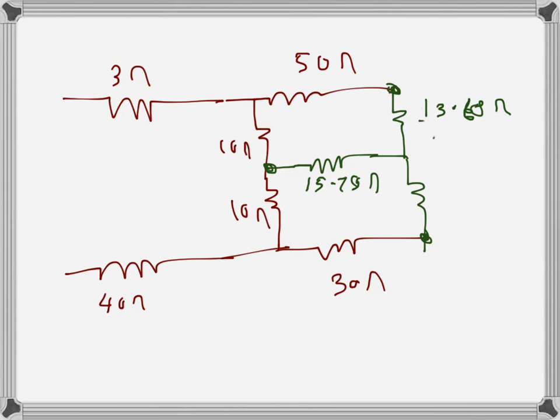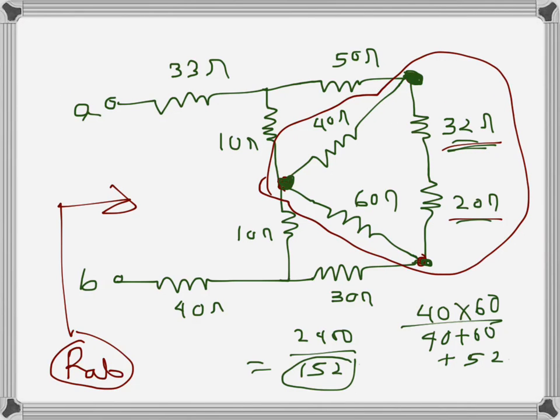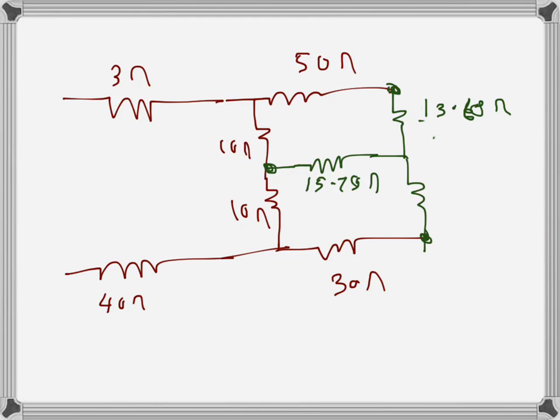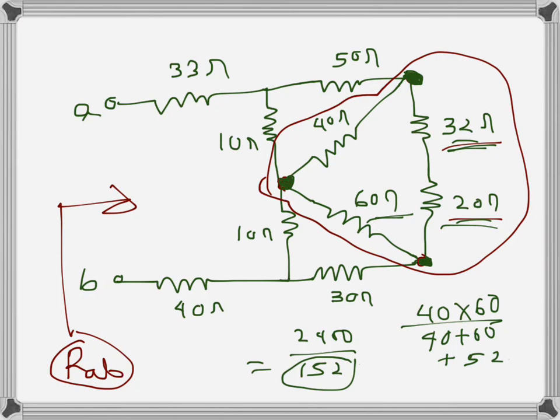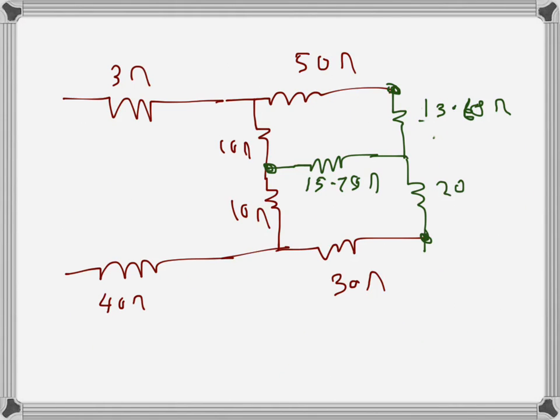13.68 ohms. And then finally, the resistance that is connected here in Y will be 60 times 20, because these are the two resistances, 60 times 20 divided by 152. Actually, not 20, it is 60 times 52 divided by 152, again the same mistake, and that value is 20.53 ohms. So these are the three Y values.